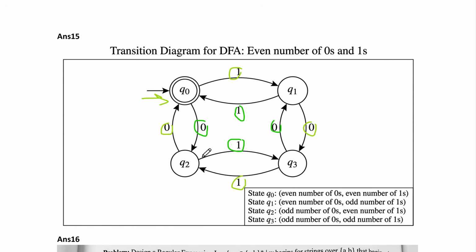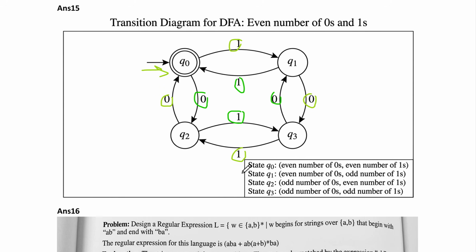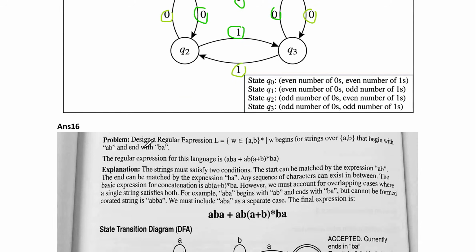And this cycle goes on. Please see the hovering of the mouse. This cycle goes on, and always when we reach the final state Q0, starting from the initial state Q0, we get an even number of 0s and 1s. I hope the question and the solution have been clear to you.